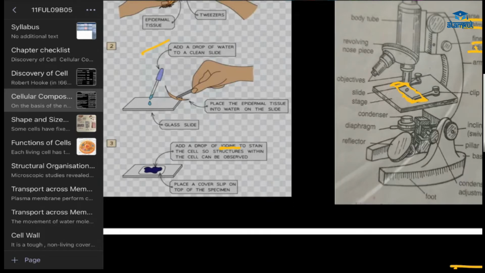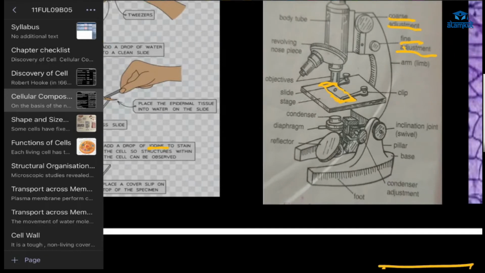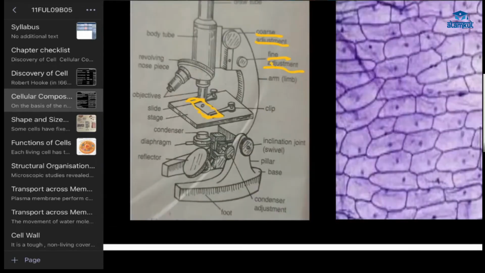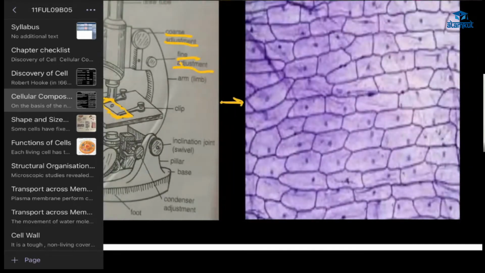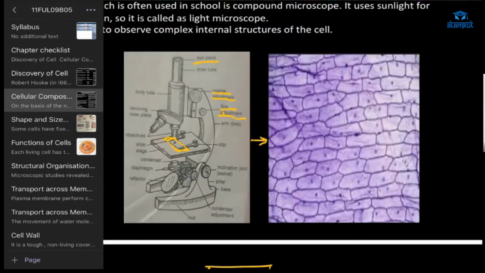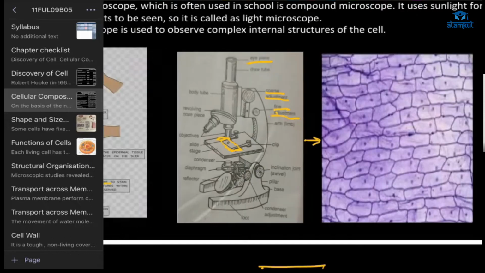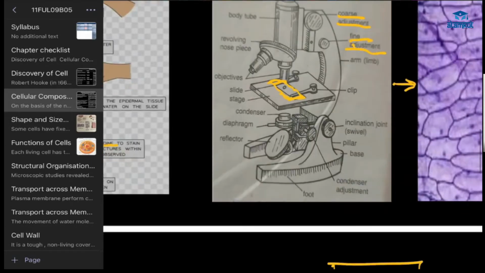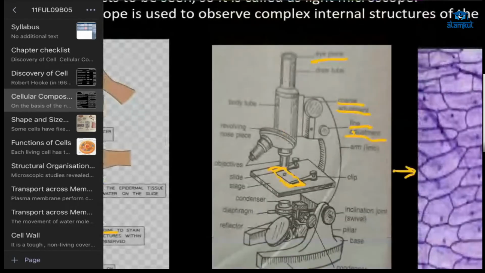Then after that, we place this in the compound microscope, on the stage of the compound microscope. From here, we focus, and we can find what we see here. We find these cells, these onion cells. And now this is the compound microscope or light microscope. Now we have this. This is the eyepiece.